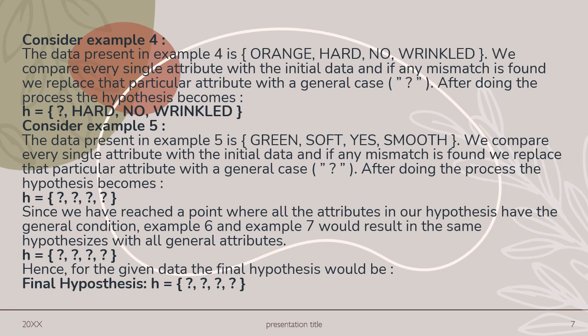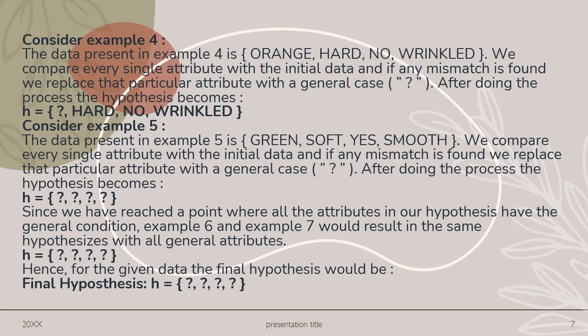Now we compare every single attribute with the initial data, and if any mismatch is found, we replace that particular attribute with the general case, that is a question mark. So after doing the process, the hypothesis becomes a question mark, because it does not have any comparison with the color and toughness. Here the hypothesis is hard, but we are going to have the soft.